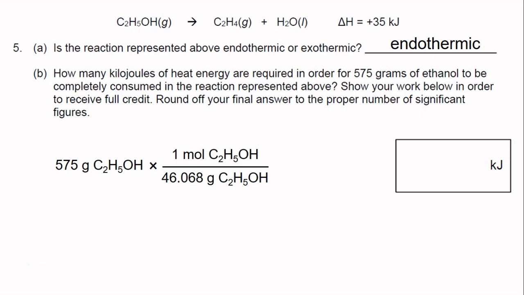And now to go from moles to kilojoules, in the balanced chemical equation, 35 kilojoules of heat are absorbed for every 1 mole of ethanol. Now we can do this math and round off our answer to 3 significant figures, and we get 437 kilojoules of energy.